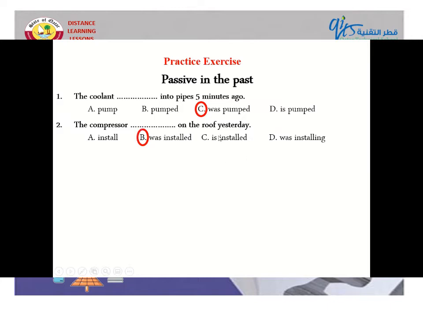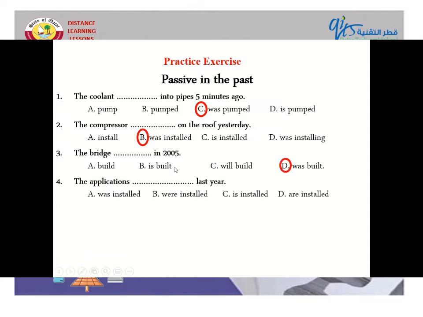This is not correct because this is present simple and this is not the past participle. Number 3, the bridge in space in 2005. So we need, bridge is singular, so we need was plus past participle. A, wrong, B, wrong, C, wrong, D, correct. Was plus the past participle.